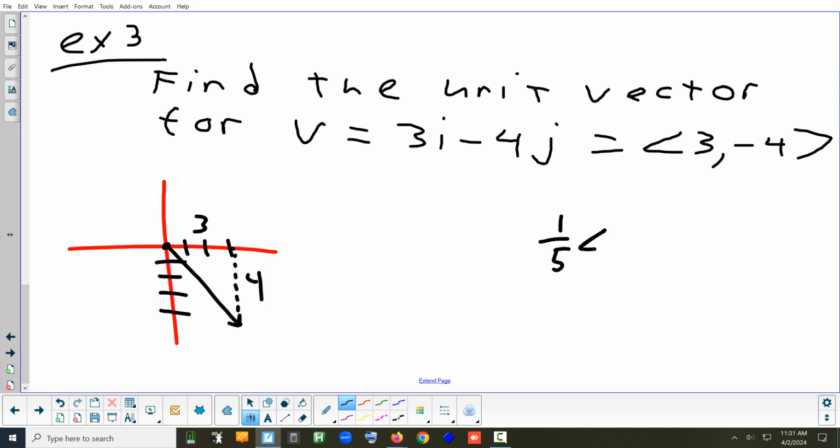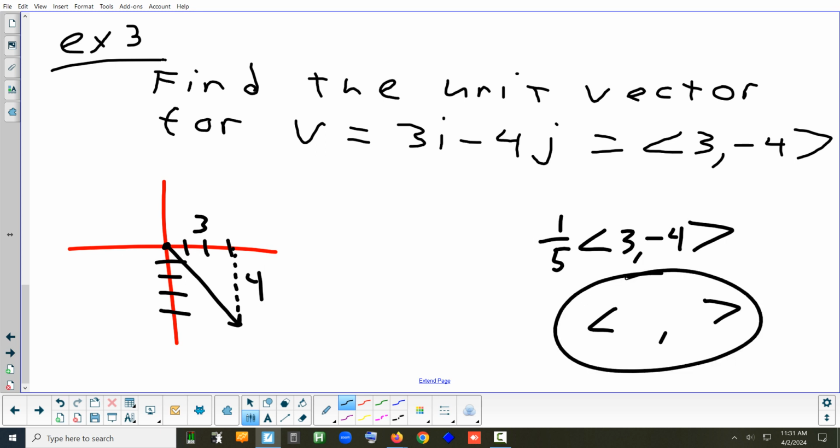So we're going to do 1/5 of my vector. And all that's going to do is make it 5 times shorter. And that's what we want. What's going to be my new horizontal if I distribute that out? 3/5. And my new vertical? Negative 4/5. Yep. So that's a unit vector, points exactly the same way as the original, except now it's 5 times shorter.